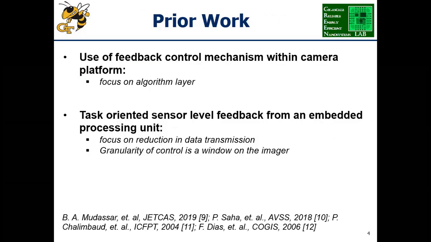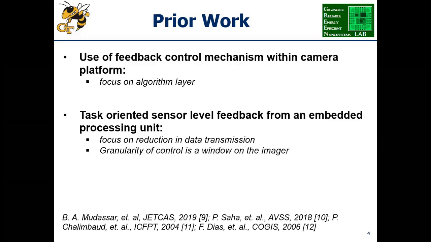So here's a look at some of the prior work in this area. Authors have previously looked at feedback control mechanism within the camera platform, but within the algorithm layer. There have been papers which have looked at a task-oriented sensor-level feedback from an embedded processing unit. However, the granularity of control in that case was a window on the imager, and the main focus of the work was reduction in data transmission.